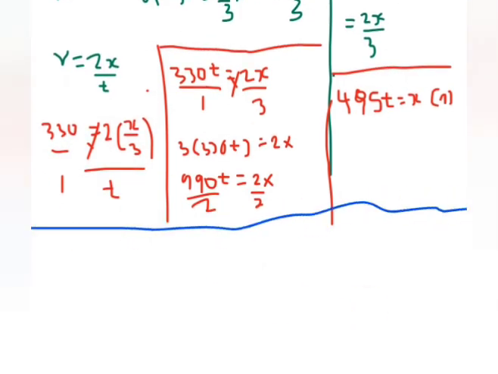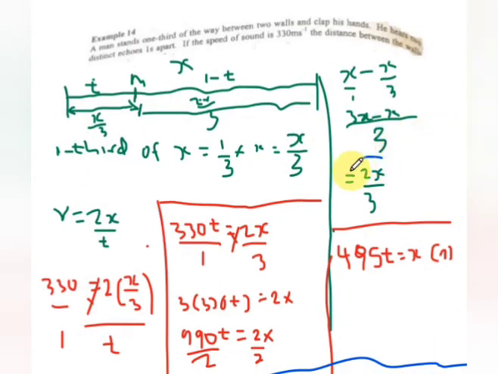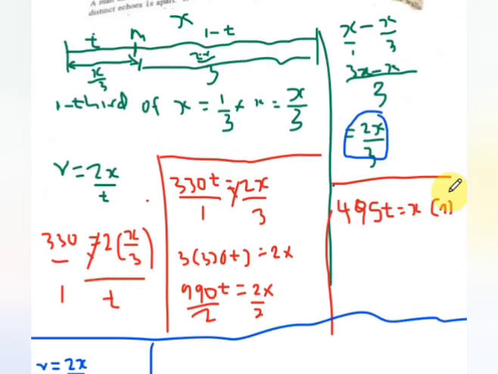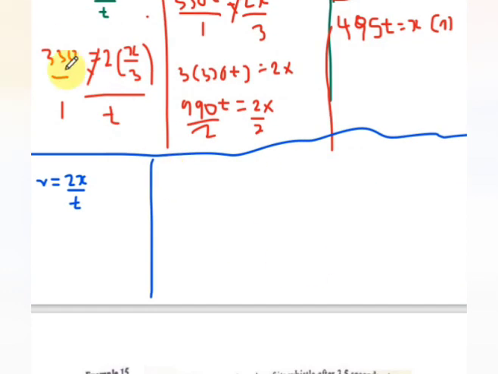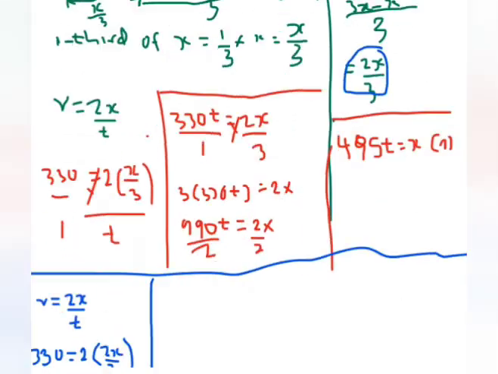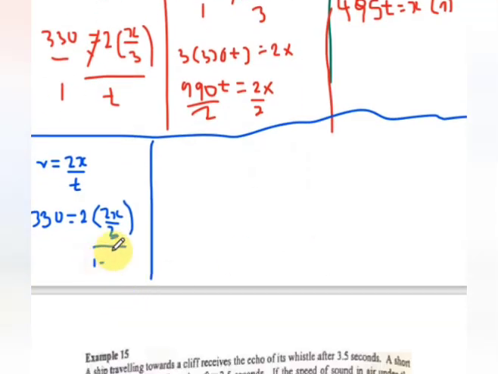So when the distance is 2s all over 3 from the other wall, we have v equals 2x all over t. But here we know that the speed is still the same and the distance s is 2s all over 3. So the speed 330 equals 2 times, now s is 2s all over 3, divided by t. Now our time is 1 minus t. That's the time it took the echo to come back, minus t.